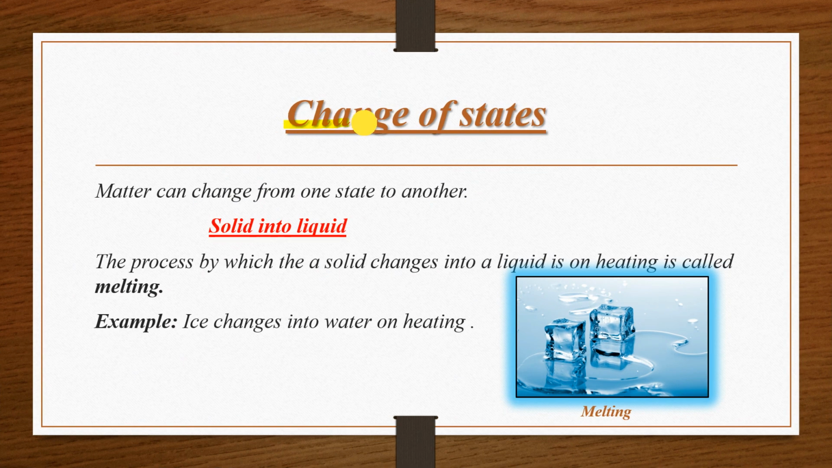So let's move to changes of state. How is solid converted into liquid? Matter can change from one state to another. First, solid into liquid. The process by which a solid changes into liquid on heating is called melting. For example, ice changes into water on heating. You can see the ice cube. When we remove it from the fridge and keep it outside for some time, it melts into water due to the air present in the atmosphere that is hot.